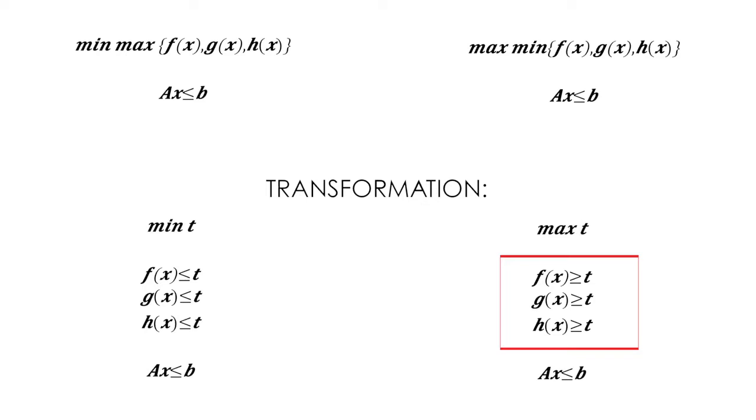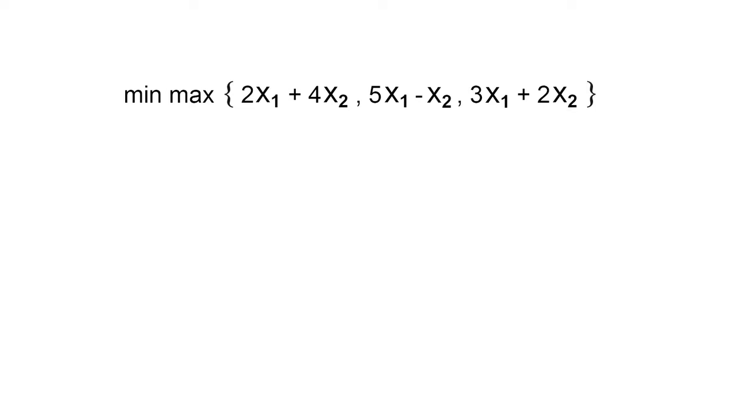Let's take a look at one example. So we want to minimize the maximum among three equations, 2x1 plus 4x2, and 5x1 minus x2, and 3x1 plus 2x2, subject to the constraint that x1 plus x2 is less than or equal to 20.